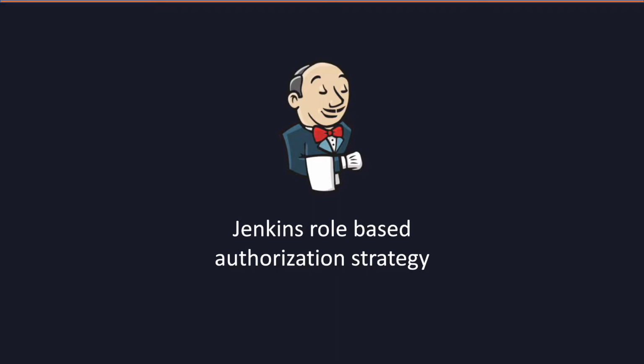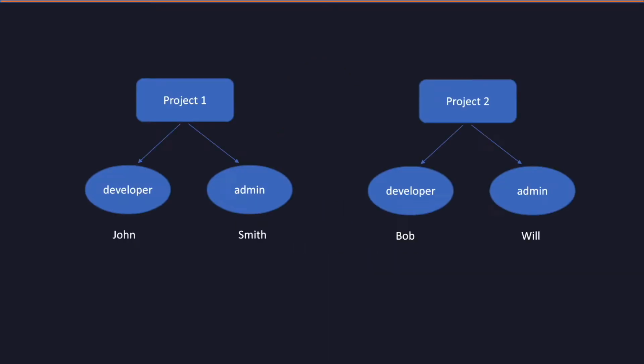Before we start the actual implementation, let's try to understand the use case. So we have to create two projects, project 1 and project 2. There would be two roles, developer and admin for both projects 1 and 2. John would be the developer for project 1 and Smith would be the admin. Similarly, Bob would be the developer for project 2 and Will would be the admin.